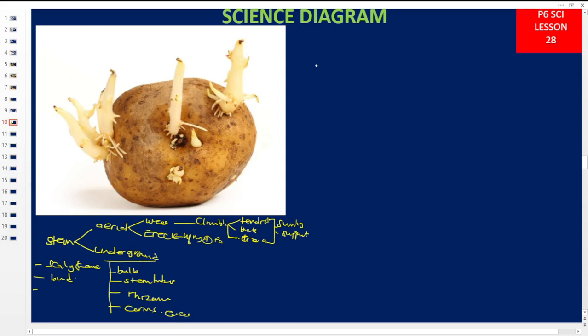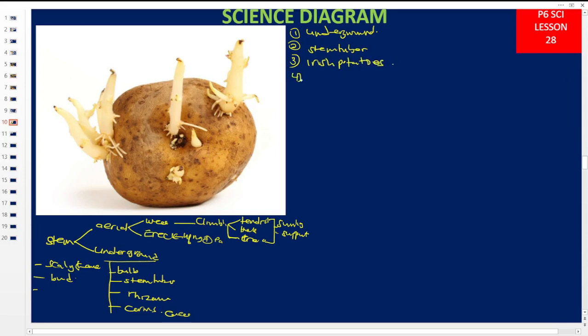This diagram is showing us a stem, and which type of stem this is. So this is an underground stem, so it is an underground what stem. And which class of underground stem is this? It is a stem tuber. Why is it a stem tuber? It is storing food in its underground stem. So which underground stem is this? It is an Irish potato.